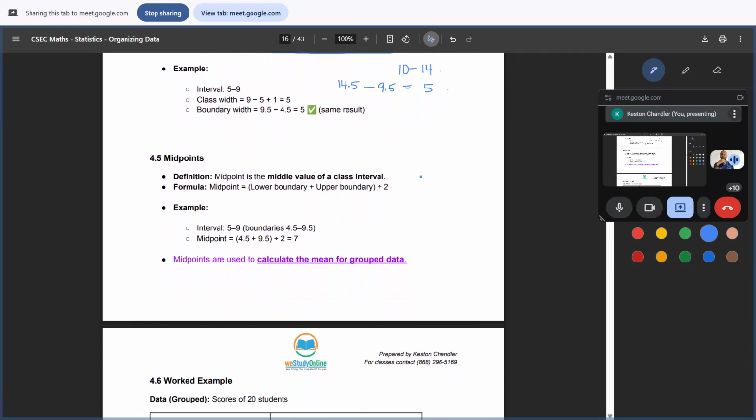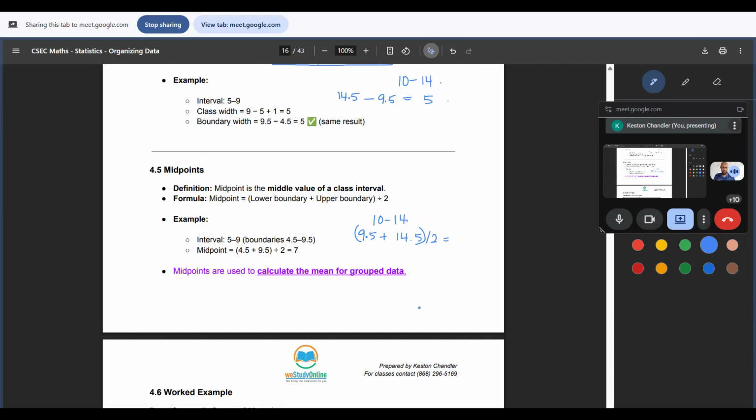Midpoints. The midpoint is the middle value in our class interval. Basically, it is the average of your lower and upper boundaries. So if we have the interval 10 to 14, our lower boundary is 9.5, our upper boundary is 14.5. We add these two together, divide that by 2, and that will give us our midpoint. Let's check that quickly. 9.5 plus 14.5, that's a total of 24, divided by 2 will give us 12.